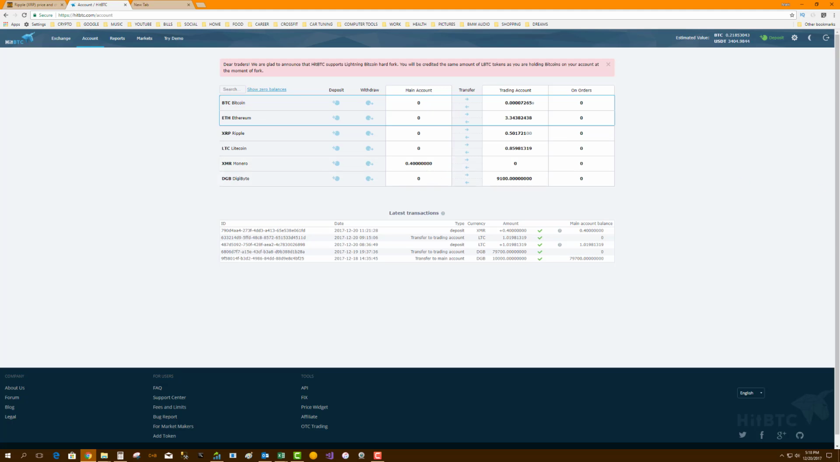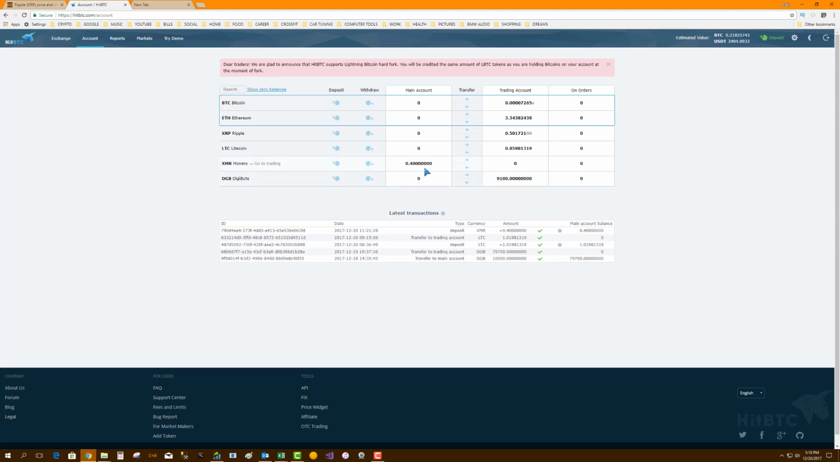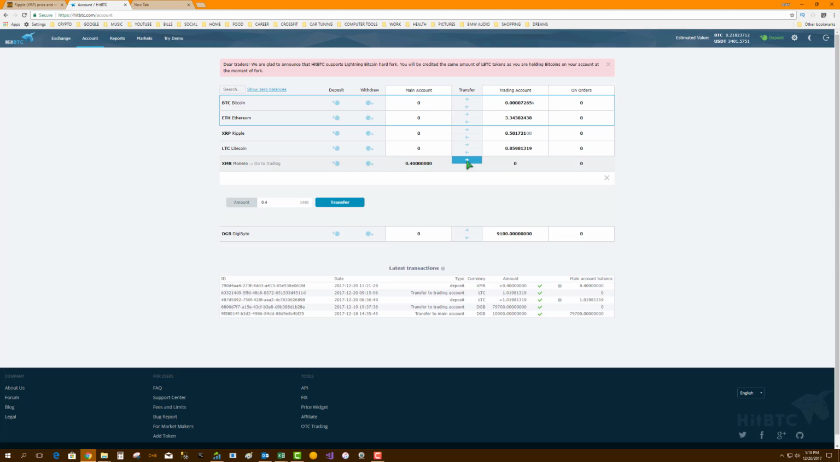Otherwise, I would not have access to it. So Monero is like $430 today. There's 0.4, so let's figure that out, times like 440, whatever. So there's about $160 worth of Monero. If I wanted that $160 to trade, I would have to click this arrow. It's going to do a confirmation box down here, and then I would hit transfer. Then those funds would be available to trade.